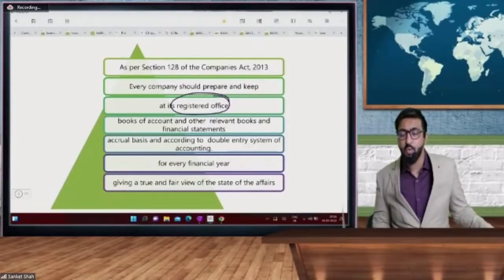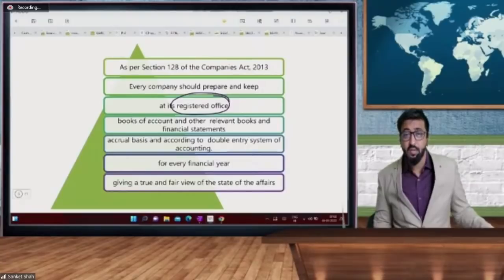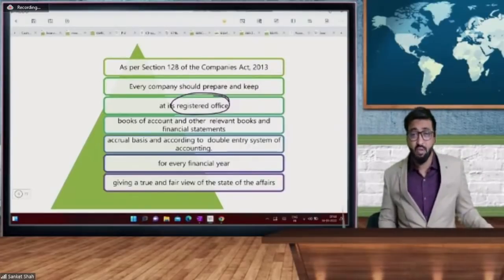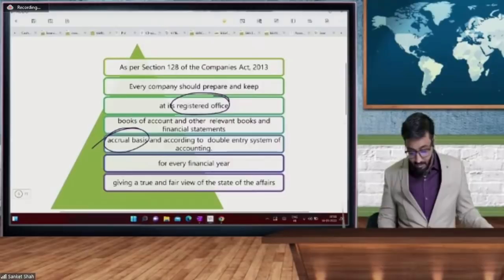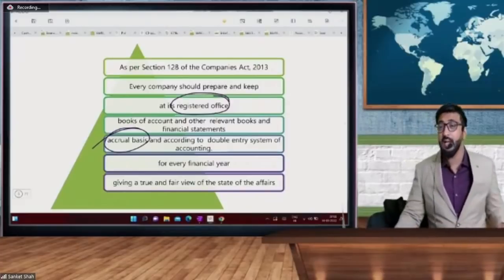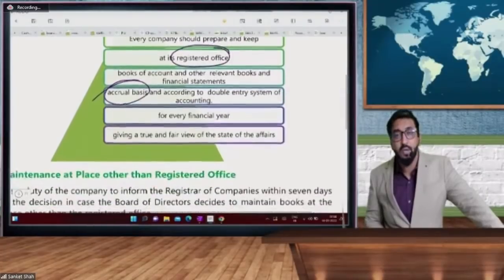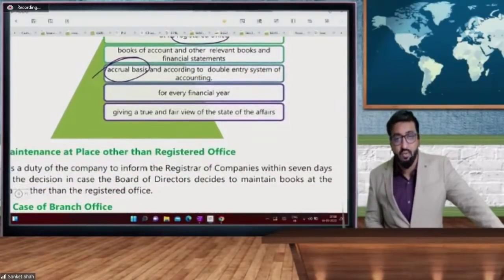Books of accounts mean what, sir? It's journal, ledger, trial balance, P&L, and balance sheet. So these are books of accounts which you are already aware, journal entries, ledger accounts, on which basis this is based on the accrual concept. And according to the double entry system for every financial year to give the true and fair view. So friends, as per section 128, it is very important that you must maintain books of accounts and every company has to maintain it. And afterwards, we are doing audit, that is a checking by chartered accountant. So it's very simple.